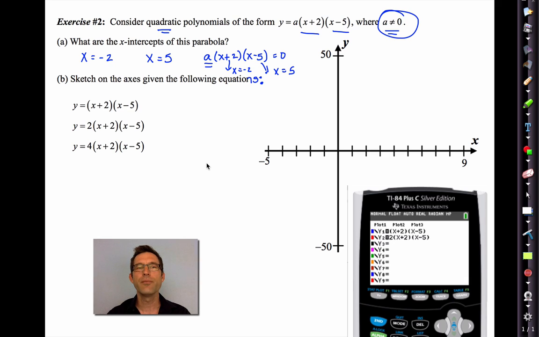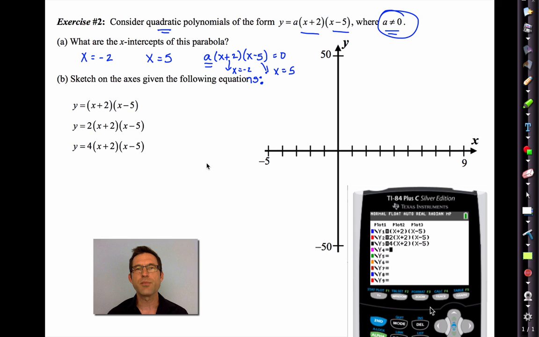And then in y3, let's do one more. Let's put in 4 times (x + 2) times (x - 5). Again, kind of stepping back, we've got 3 quadratics that are really related. They all have the same factors except for the value of a. The first one, a is 1. We didn't write the 1, but a is 1. The second one, a is 2, and then the third one, a is 4.